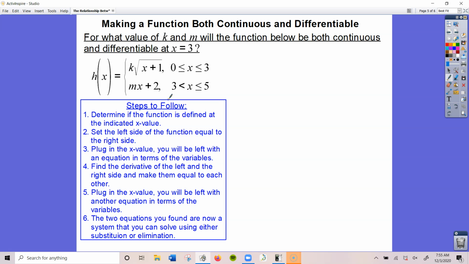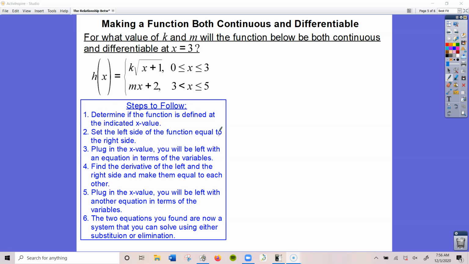Once we write those corresponding equations, we plug in the x value that was given. After you plug in the x value, you would be left with an equation with 2 variables since we're solving for k and m. Then, in order to make it differentiable, we would have to set the limit from the left of the derivative equal to the limit from the right of the derivative, and then do the same thing. Write the corresponding equation, plug in the x value, and we would end up with a second equation with the variables k and m again. So once you have those 2 equations, you put them together and it creates a system. So let's go through this process.